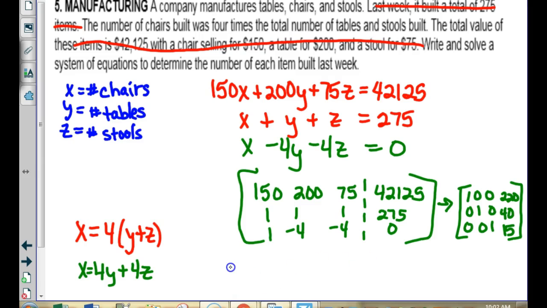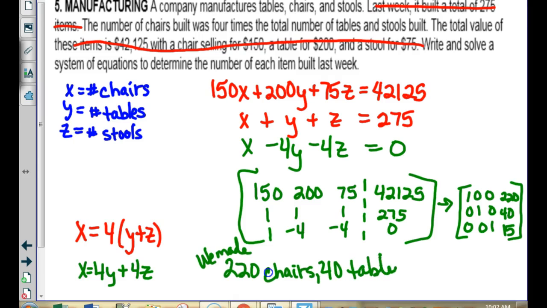So we would write, if this was the quiz, we'd write 220. Okay, we made or we sold or whatever. I'm just trying to make it a short sentence. 220 chairs, 40 tables, and 15 stools. Did I remember the right order, guys? And just to double check, we were supposed to have 4 times as many, right? So we should have a whole bunch more chairs than we do the other ones. Okay.